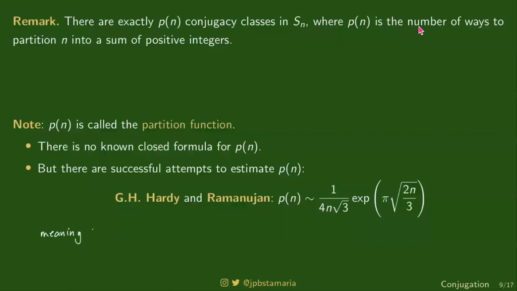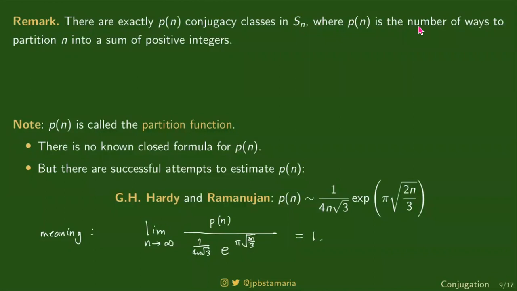Kasi kayo mga college students, so naiintindihan niyo na dapat ito. Ang ibig sabihin nito, kung ano man yung formula sa P of n, we don't know, di ba? Sabi nga natin, wala tayong alam na formula. Pag dinivide mo to sa 1 over 4n square root of 3 e raised to pi square root of 2n over 3, and take the limit as n approaches infinity, the limit is exactly 1. Yun yung ibig sabihin ng expression na yan.